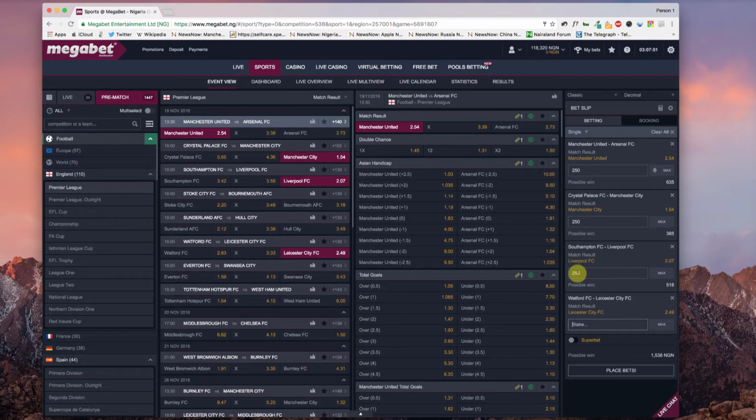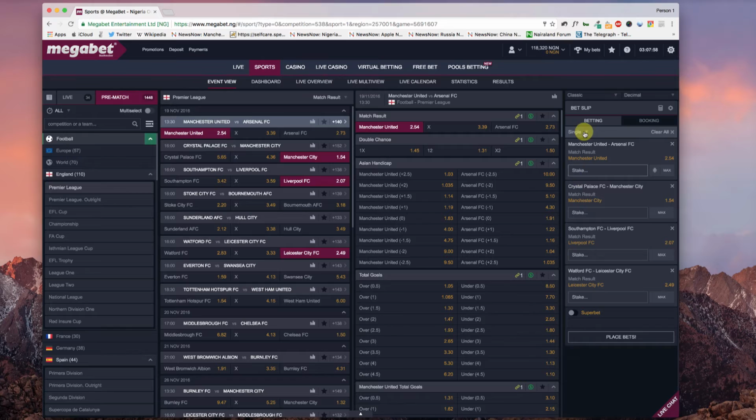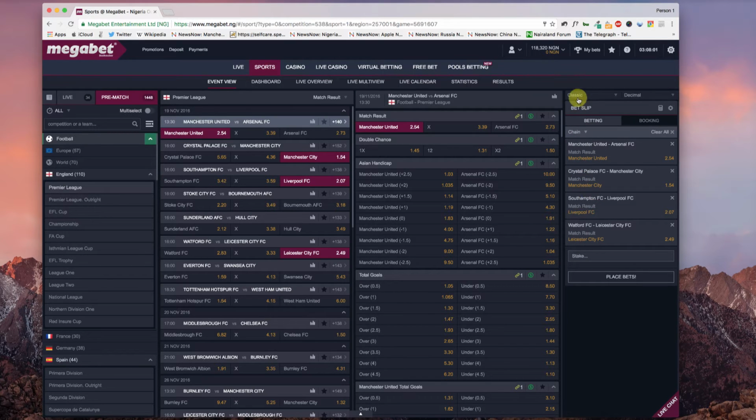The solution is chain betting. If I want to maximize my profit on these 4 games, and all I have is 1,000 naira, what I would do would be to place a chain bet on the 4 of them at 1,000 naira. Essentially, what this does is, I am placing 1,000 naira on each of these 4 games for the outcomes that I have decided. The problem is that I do not have 4,000 naira, I only have 1,000 naira. So MegaBet is going to allow you to place a 4,000 naira bet with only 1,000 naira.